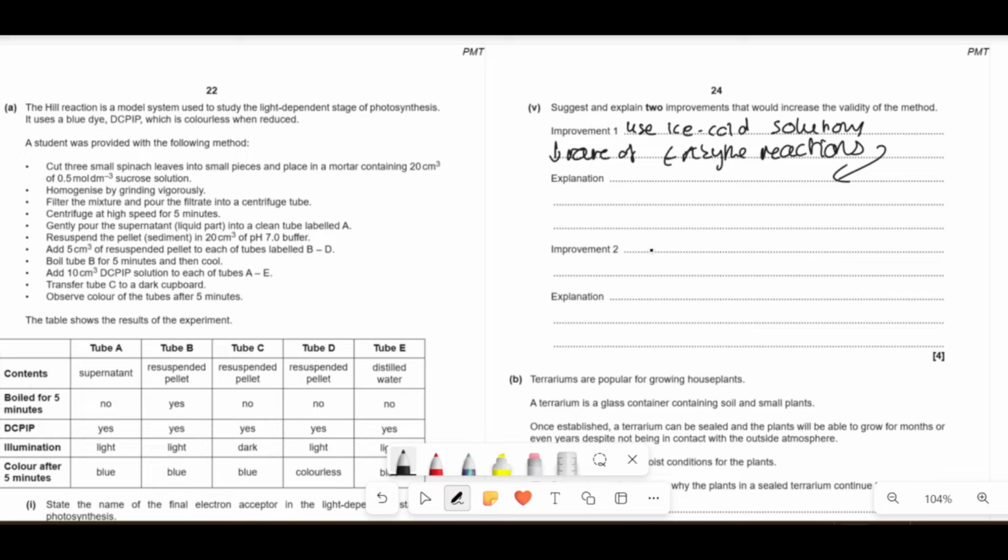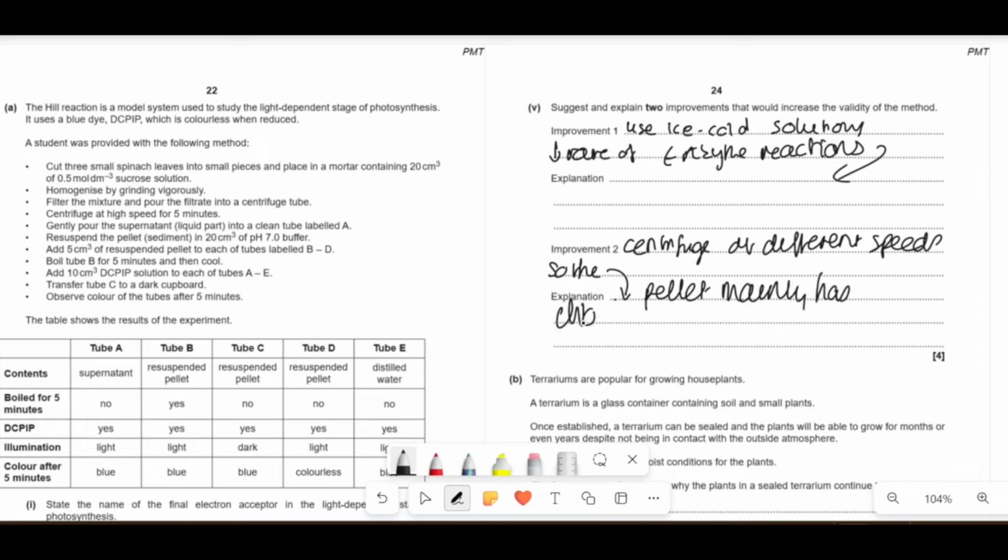Then, for the second improvement, let's have a look. So they homogenize it, and then they filter it and put it in a centrifuge tube, and they centrifuge at high speeds. Well, remember that when you're doing centrifugation, each pellet and supernatant are going to have different things in it. So you would probably want to centrifuge at different speeds instead of just one. Why? It's so that the pellet mainly has chloroplasts. Otherwise, it's going to have loads of other bits and bobs in it, especially things like mitochondria, which also involve oxidation reduction that can screw up DCPIP.